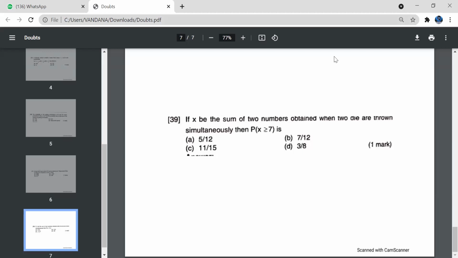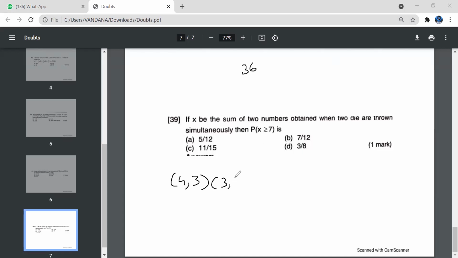ये सम किया है हम लोगों ने. x is greater than equal to 7 का मतलब क्या है? एक तो डायस थ्रो करेंगे तो 7 तो कभी आता ही नहीं है. तो addition of the number on the dice should be greater than equal to 7. तो दो डायस थ्रो करेंगे तो आएगा क्या? 36 आंसर आता है. 36 ऑप्शन. अब 7 का क्या आएगा?